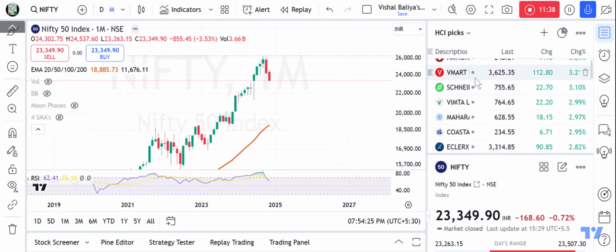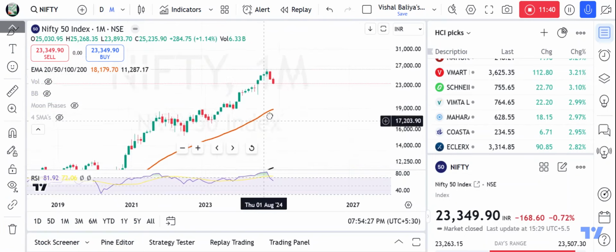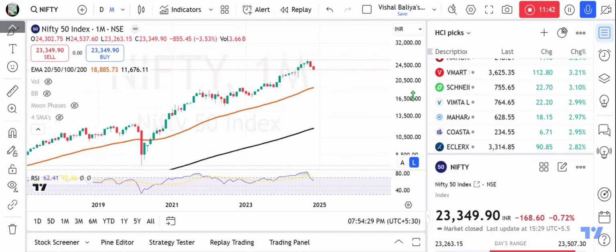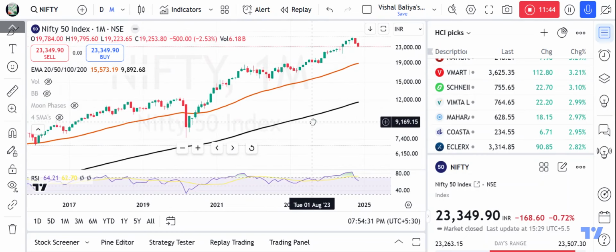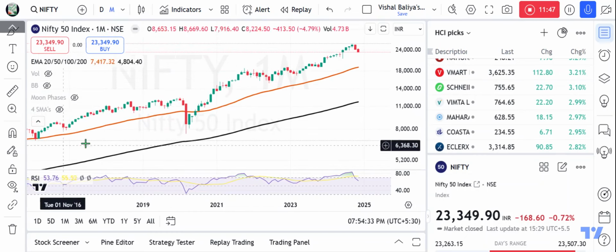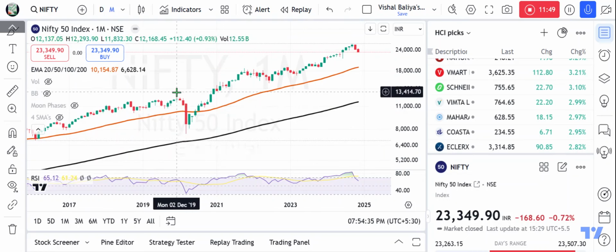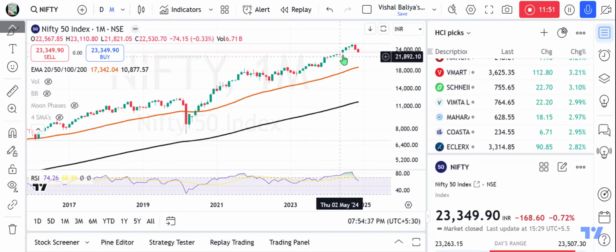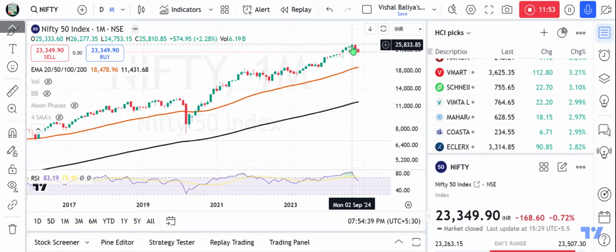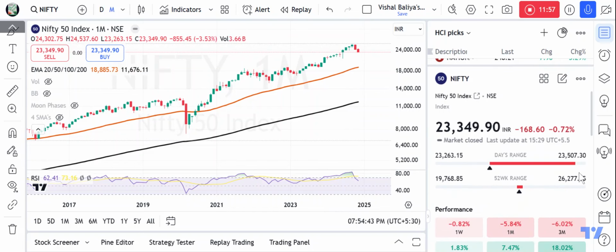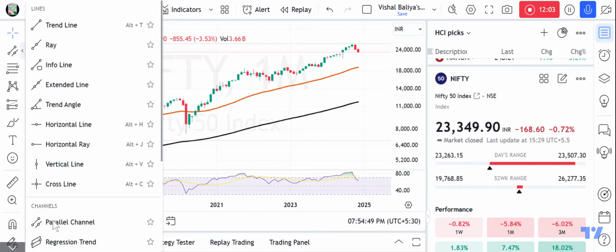Please have a look. I'm going to draw a parallel channel over here. This is how you draw a parallel channel. These are Nifty, these are the COVID lows, and this is the high that we saw, around 26277. So I'm going to draw a parallel channel. This is how you draw it.